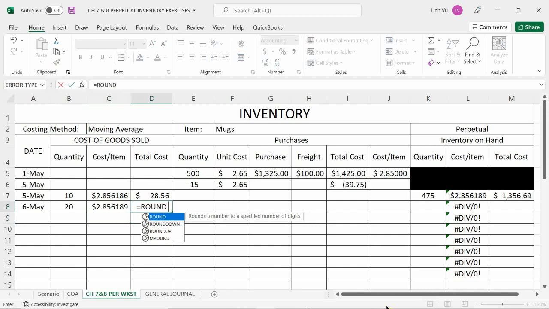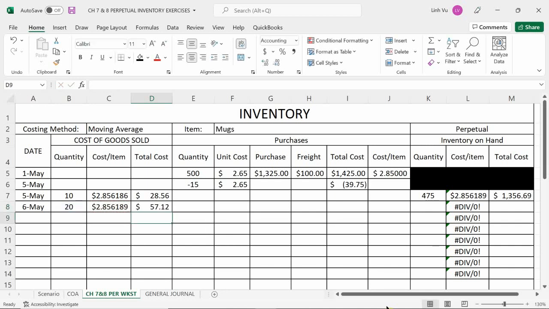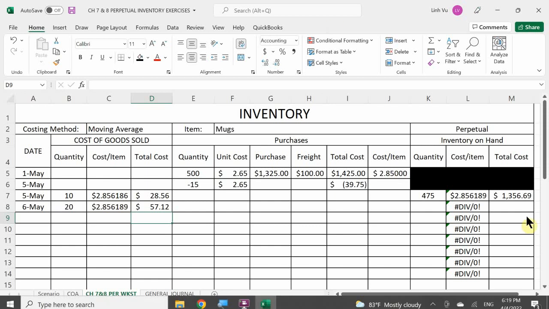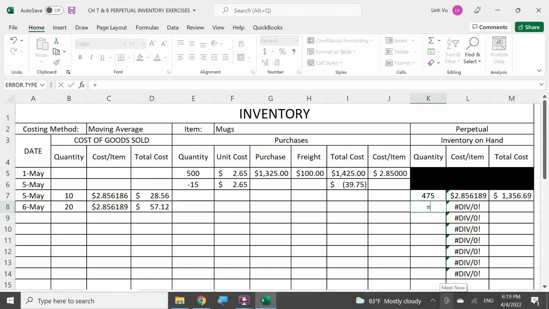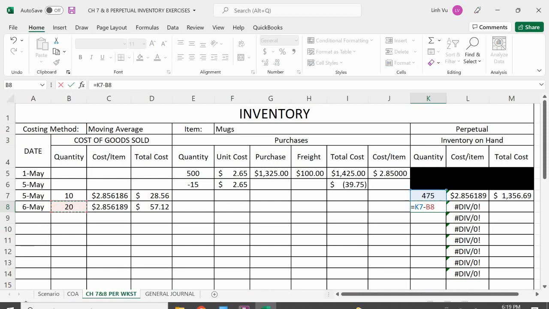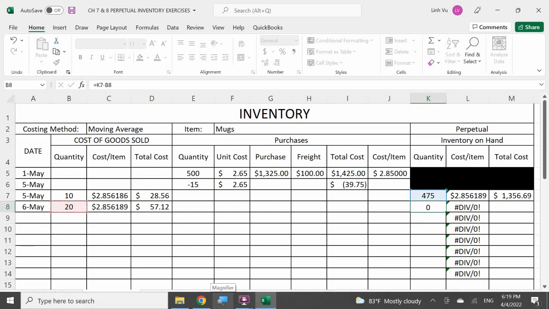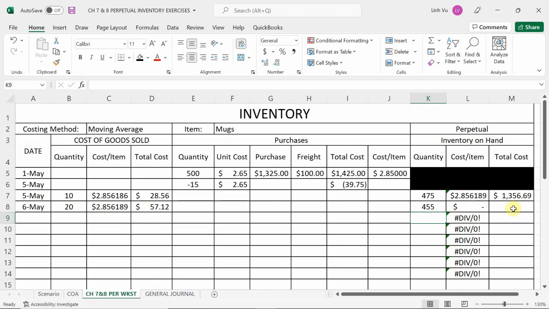Okay, so how much is my total cost of goods sold if I sold 20 units at $2.85618? Okay, and that's going to give me a grand total of $57.12. Right? I also need to update my inventory because in this case, I just sold 20 more units. So 475 minus 20 gives me a total of 455.